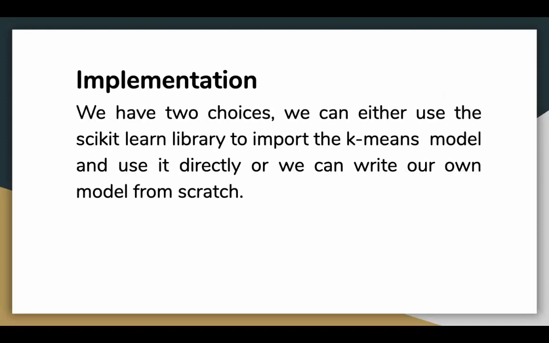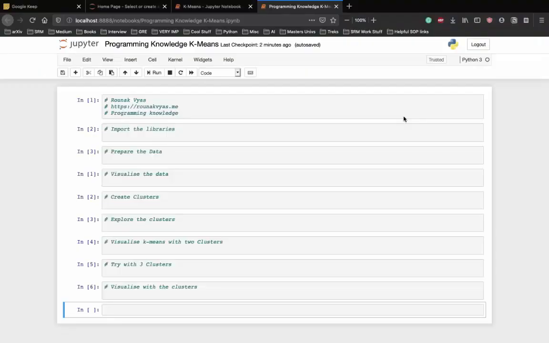Coming to the implementation, we have 2 choices. We can either use the Scikit-Learn library and import the K-means model and use it directly, or we can write our own model from scratch. Writing our own model from scratch using NumPy and Python is very easy for K-means, but to see how the algorithm works very quickly, we'll implement K-means using the Scikit-Learn library. In this video, we will use Scikit-Learn to implement the K-means clustering algorithm.